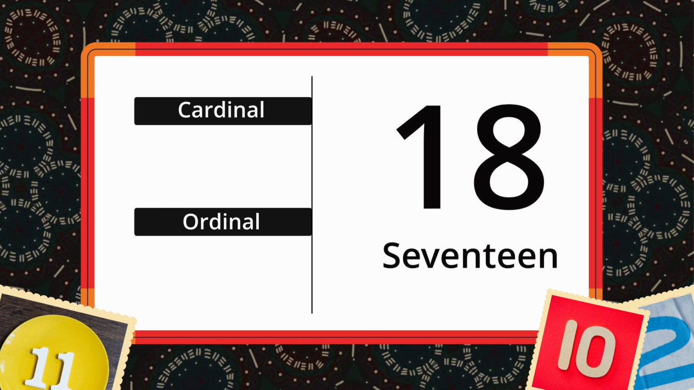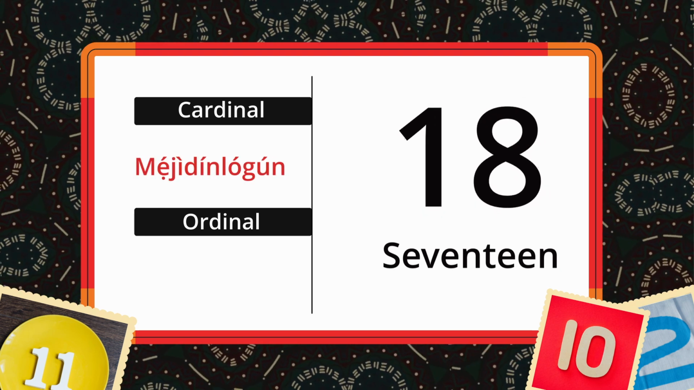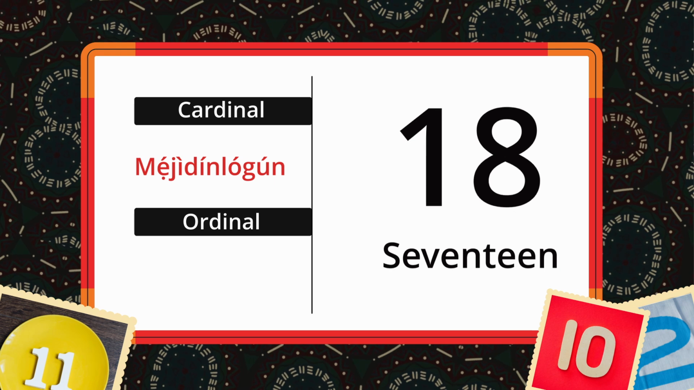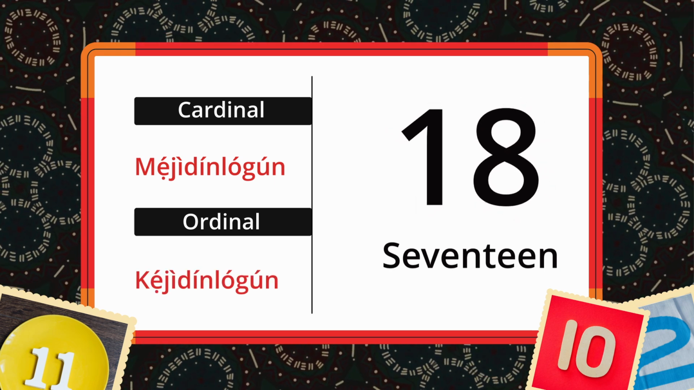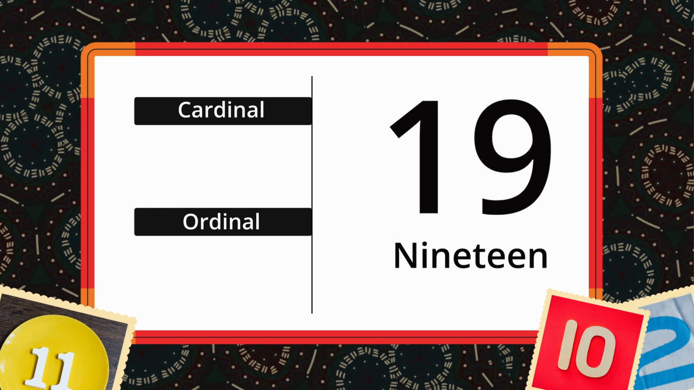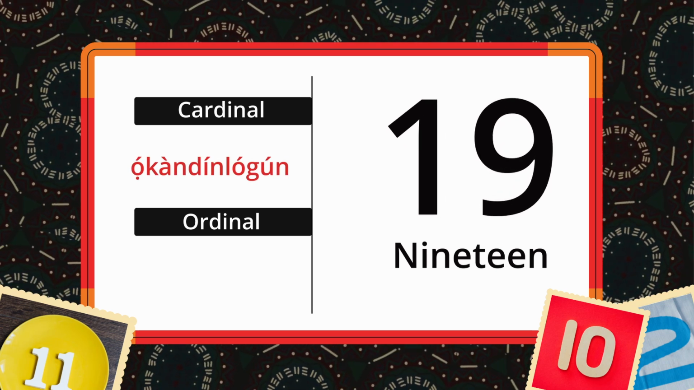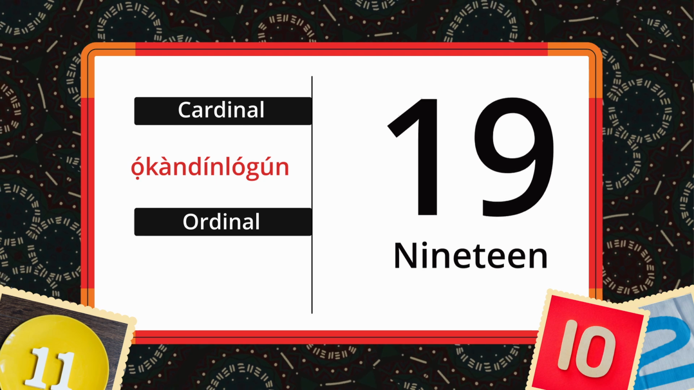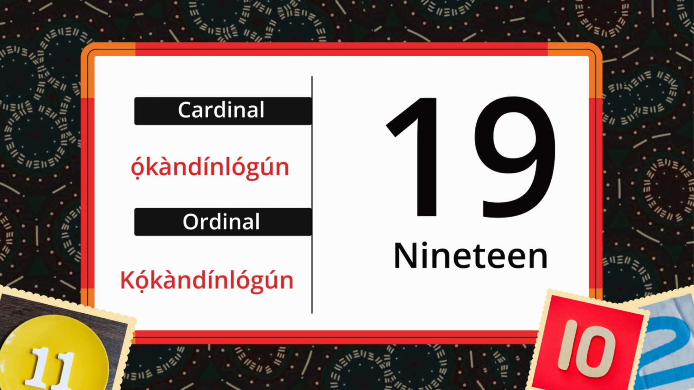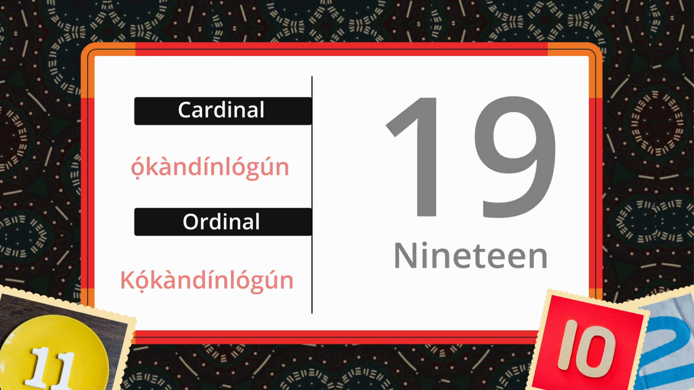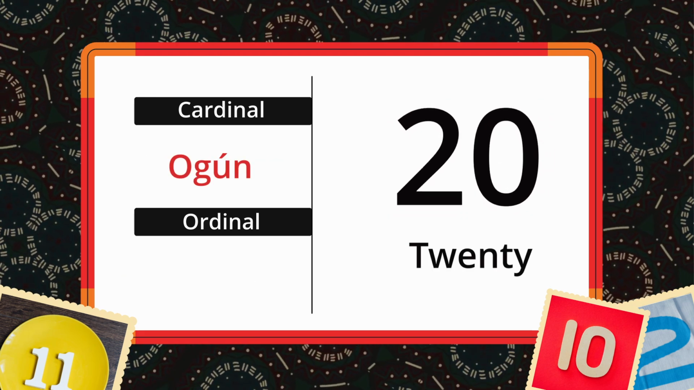18, méjìdínlógún, méjìdínlógún. You can also say kejìdínlógún. 19, ókàndínlógún, ókàndínlógún. You can also say kọkàndínlógún. 20, ogún, 20, ogún.